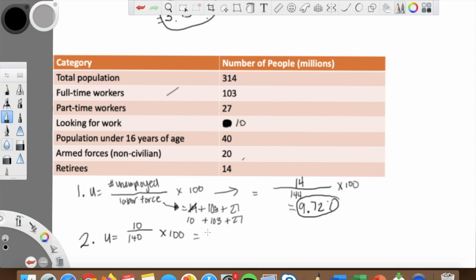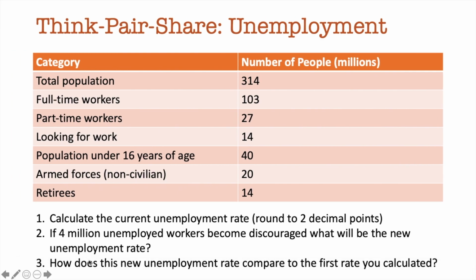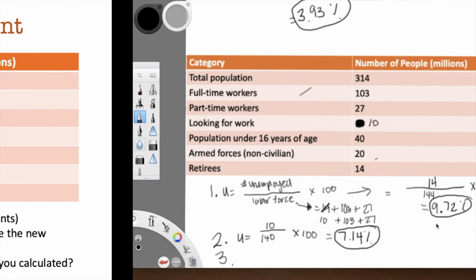And let's see, I need a calculator for that. I got 7.14%. So that's my new unemployment rate. That's question 2. Question 3 says, how does this new unemployment rate compare to the first one we calculated?